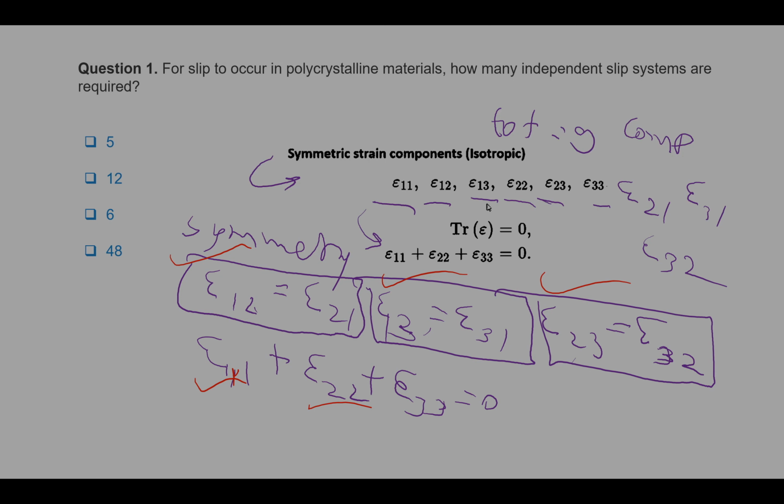This matrix's independent quantities are required for slip to occur in polycrystalline materials. So the total number of these is 5. So answer number 1 will be the correct option.